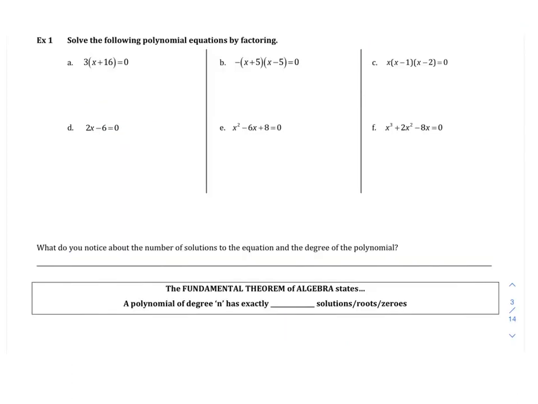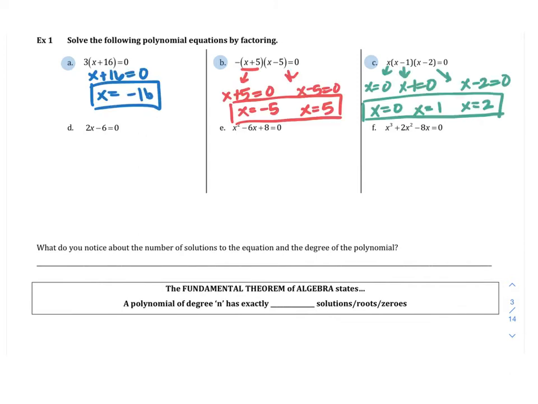Okay, so example 1 says solve the following polynomial equations by factoring. And if you notice, across the top, A, B, and C, we have polynomials that are already factored for us, and that's awesome. All that means is we can use the zero product property, set them equal to 0, and get our solution. So why don't you pause the video and check those solutions. Okay, so hopefully you paused the video and used the zero product property on the first 3 problems on the first row. And we got our solution.